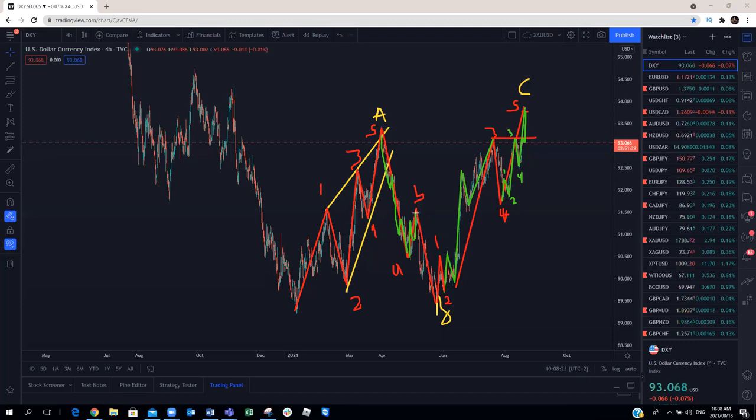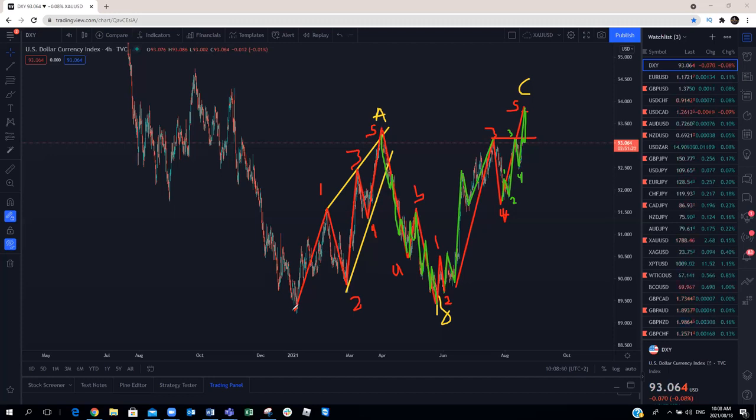Let's look at this one here. So 1, 2, 3, 4, 5. Okay, so that is the lower degree here. You can label this 1, 2, 3, 4, 5. You'll see that that 1, 2, 3, 4, 5 in the green is exactly the same as this one here.